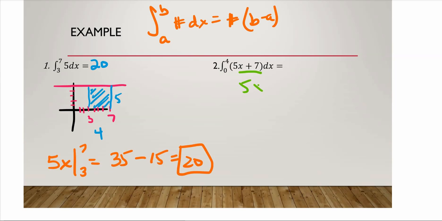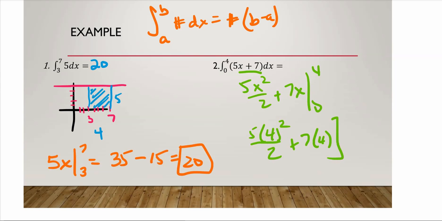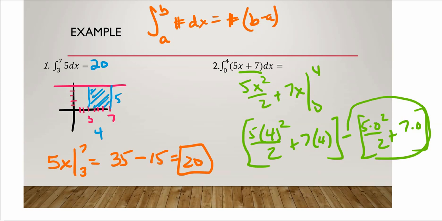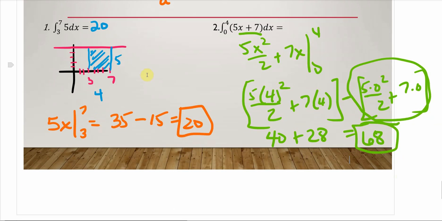So I'm going to integrate that. That's going to be 5x squared over 2 plus 7x from 0 to 4. And now let's plug in the 4. You're going to get 5 times 4 squared over 2 plus 7 times 4. Now we're going to go minus, and now I substitute the 0. 5 times 0 squared over 2 plus 7 times 0. And all of this is just going to be a big fat 0. So here I'm going to get 16 divided by 2 is 8 times 5 is 40. 40 plus 28 is going to give me 68. And I have an area of 68. And that's it. That concludes the fundamental theorem of calculus.